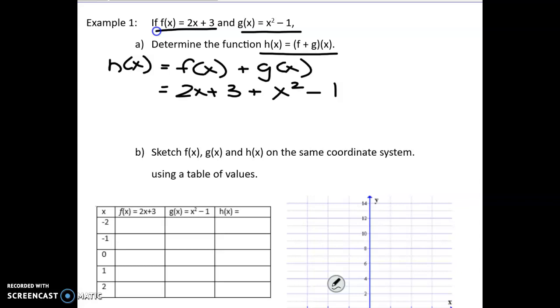So again, if f of x is 2x plus 3, and g of x is x squared minus 1, I just add them by combining like terms. So the x squared is still by itself, the 2x goes in the middle, and then the 3 and the minus 1 will give me a positive 2. So that would be our equation for h of x.